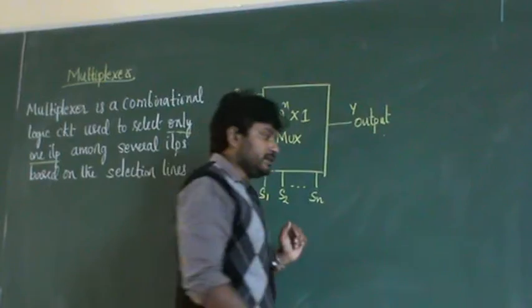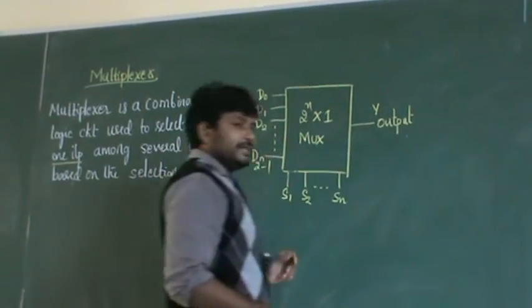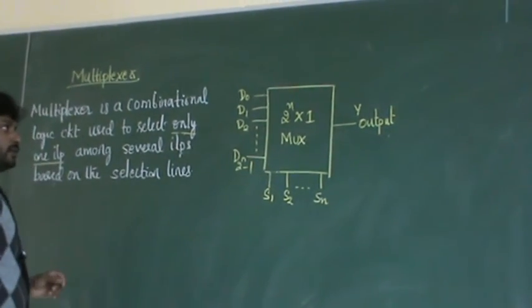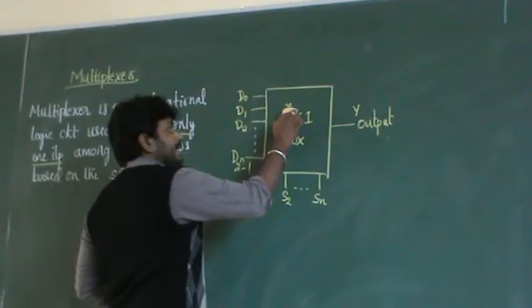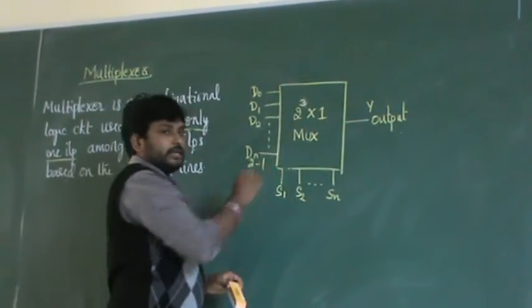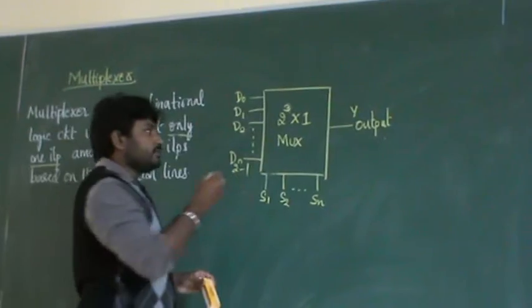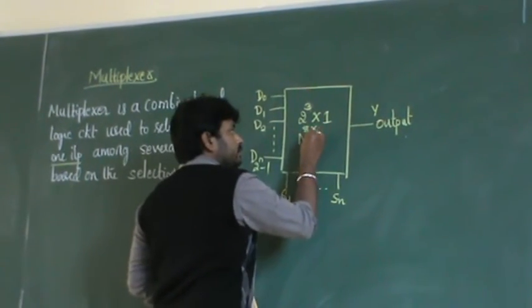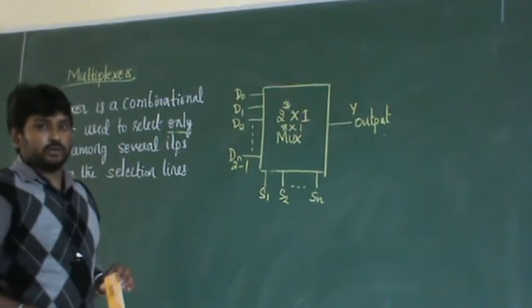So let me consider n is equal to 3. If I am considering n equal to 3, what will the answer become? Here 2 to the power of 3 is nothing but 8. So 8 cross 1. You are supposed to design an 8 cross 1.